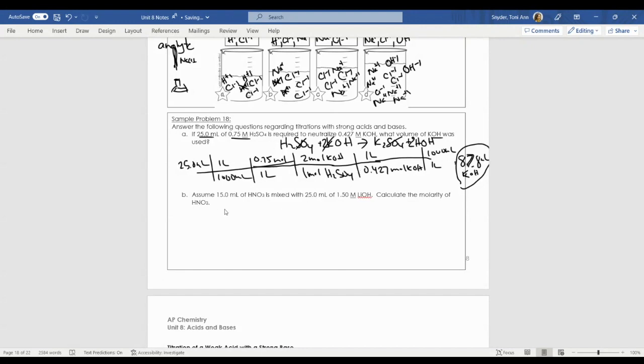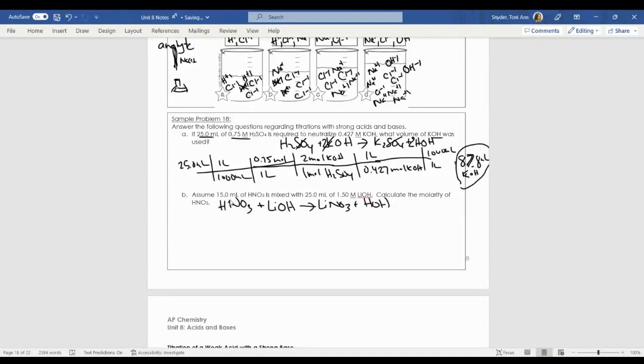Let's write an equation for the next one before we even get started, just to make sure it is a 1-to-1 ratio problem. My nitric acid and my lithium hydroxide, both strong, produce lithium nitrate and water. And it does in fact look like this is all 1-to-1. So I could just move on and do the work as I need to.